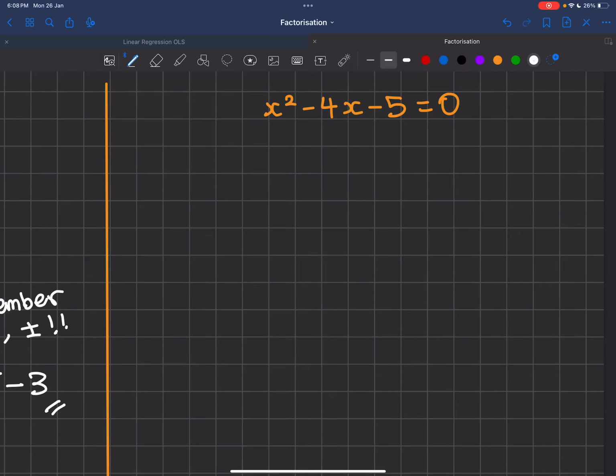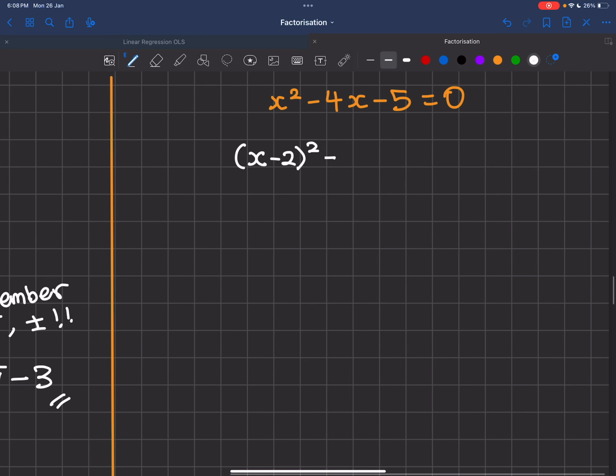X squared minus 4x minus 5. What do we do first? Take this term and divide it by 2. X minus 2 squared minus 2 squared minus 5. So this one's a bit tricky. If you see a minus here, just put it inside the bracket. Inside the whole bracket, okay?